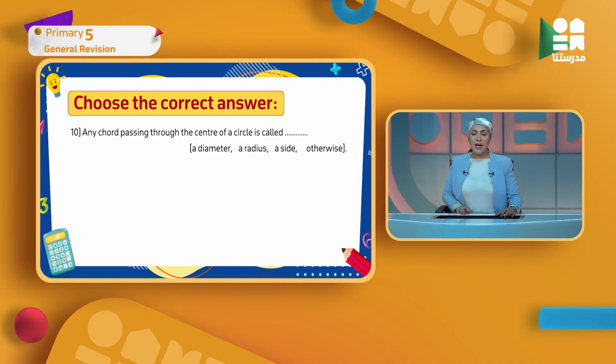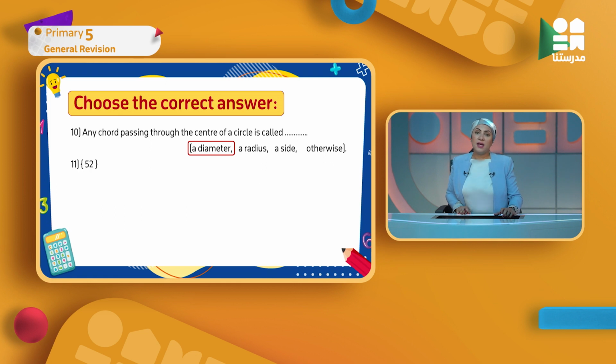Fine. Now I'll move to another question. Any chord passing through the center of the circle is called, we said before that the longest chord in a circle that passes through its center is called a diameter. So the answer here is a diameter.